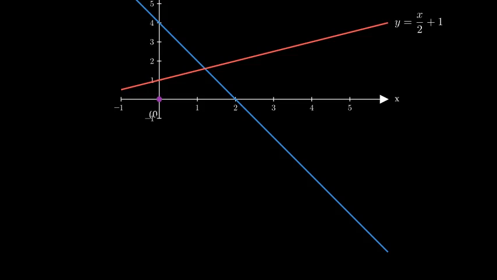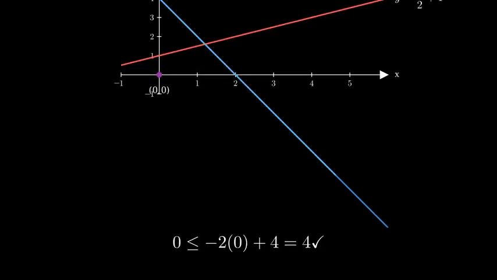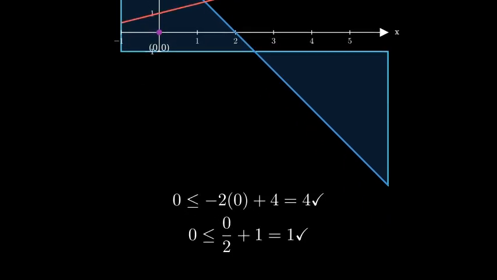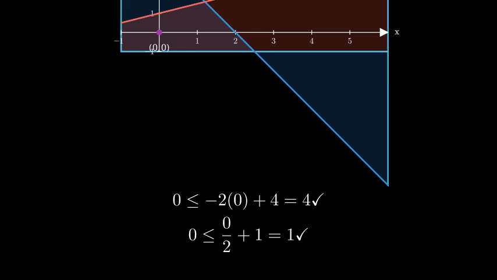Step 3. Now we need to determine which side of each line to shade. For the first inequality, y is less than or equal to negative 2x plus 4. Let's test the point 0, 0. Is 0 less than or equal to 4? Yes, that's true. So we shade below this line. For the second inequality, y is less than or equal to x divided by 2 plus 1, using the same test point. Is 0 less than or equal to 1? Yes, that's true. So we also shade below this line. The solution to the system is the intersection of these two shaded regions, shown here in purple.